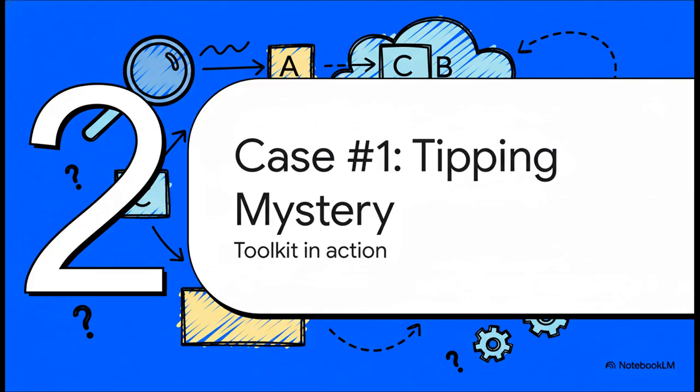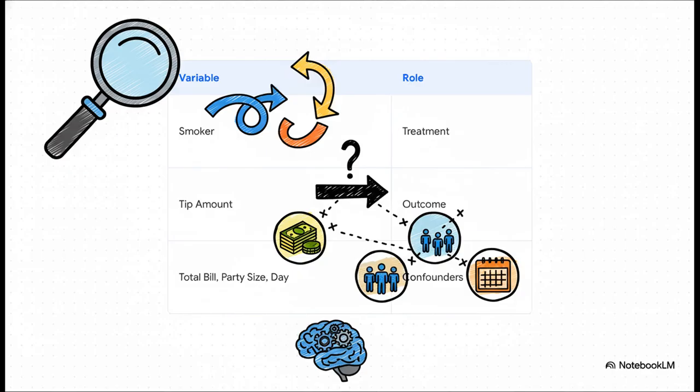Let's go back to our first case, the tipping mystery. All right, here's our case file. The treatment is being a smoker. The outcome is the tip amount. But look at our potential confounders. The total bill, the size of the party, even the day of the week. You gotta wonder, right? What if smokers just happen to go out in smaller groups, which leads to smaller bills, and smaller bills just naturally get smaller tips? That could be it, couldn't it?